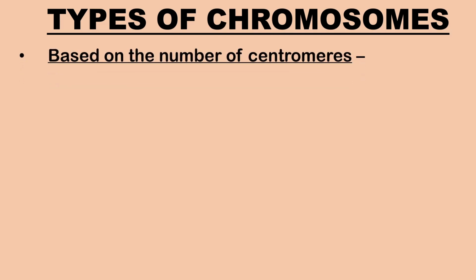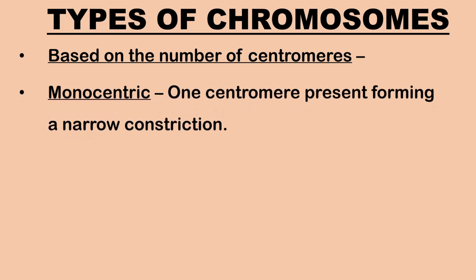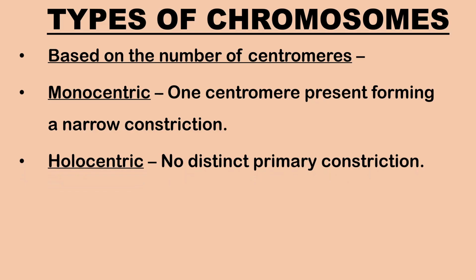Next, let us learn about the types of chromosomes. Based on the number of centromeres present in a chromosome, there are various types of chromosomes. Monocentric chromosomes have only one centromere and it forms a narrow constriction. Holocentric chromosomes have no distinct primary constriction. They possess a diffused centromere and microtubules which remain attached along the length of a chromosome.